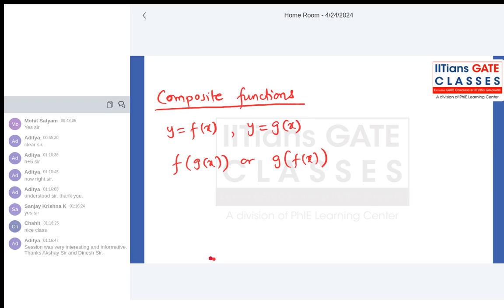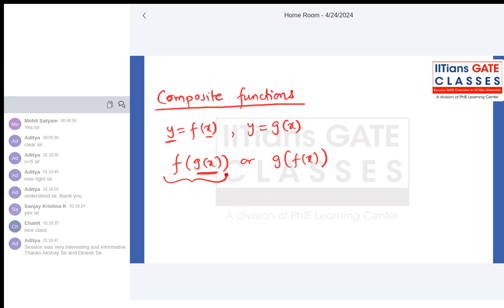In this case, you should pay attention to their domain and range. So what happens when you change the argument? Here x was your independent variable and y was your dependent variable. But when you make a composite function, g of x becomes your argument or independent variable. Then you have to check what are the possible values that g of x can take, and that is your domain for this composite function.